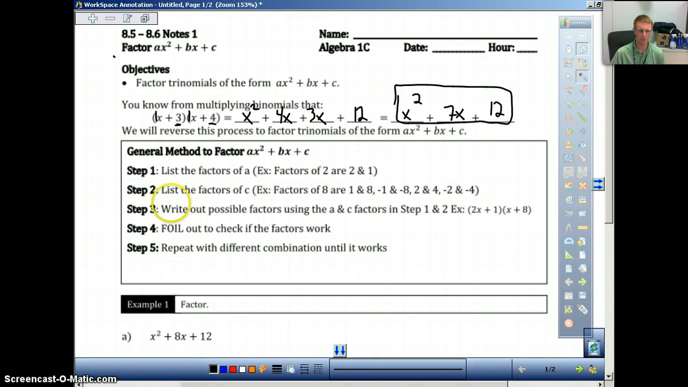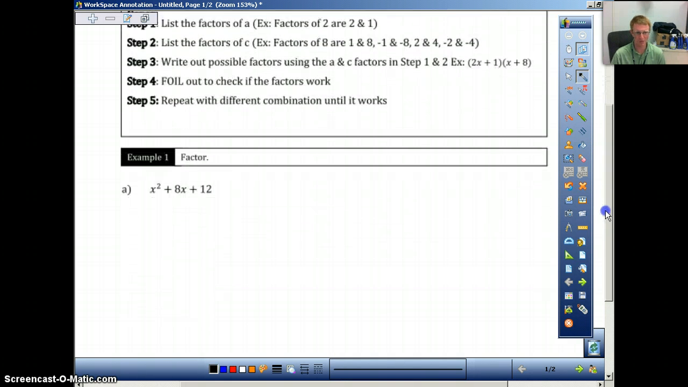Write out all the possible factors using a and c. So you're going to write out what the possible factors could be using the factors that you chose, like putting a 2 there and then a 1 there because it was 2 and 1, and then putting a positive 1 and a positive 8 because those were possible factors. And then you need to try all your different combinations by foiling them to see what works. You'd be surprised, it doesn't take as long as you might think. So let's just go through a couple of examples here.